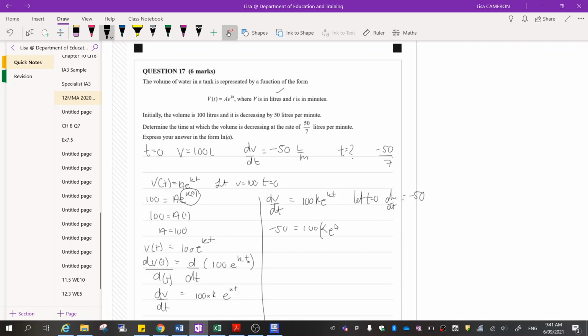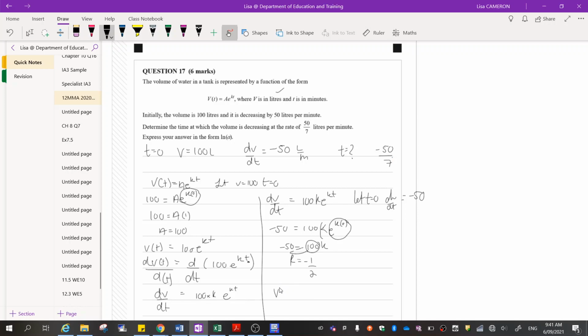Okay, there's k, and then T is 0, so we substitute that in, meaning that this whole term at the end here is going to simplify to 1. So I'm left with 100k equals negative 50. Take the 100 over, and I get that k is equal to negative 1/2. So now I can restate my model.